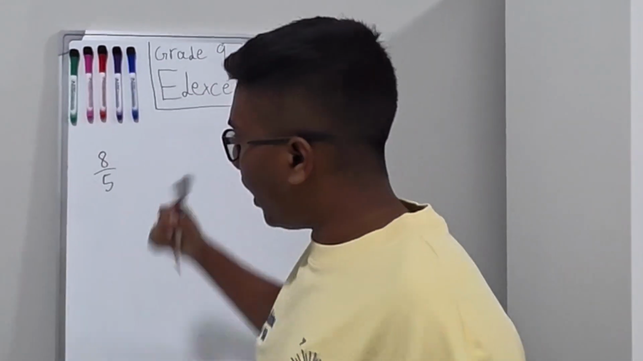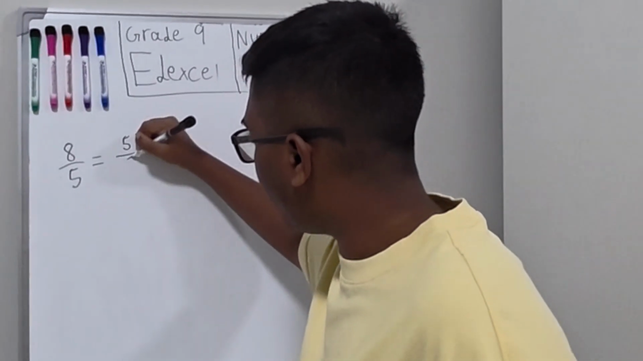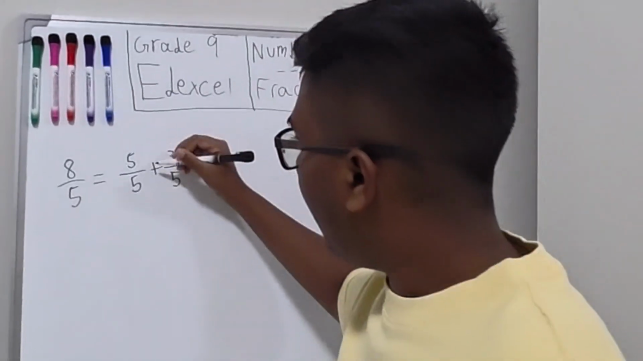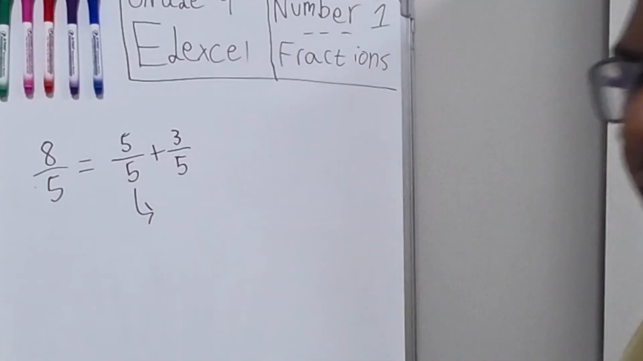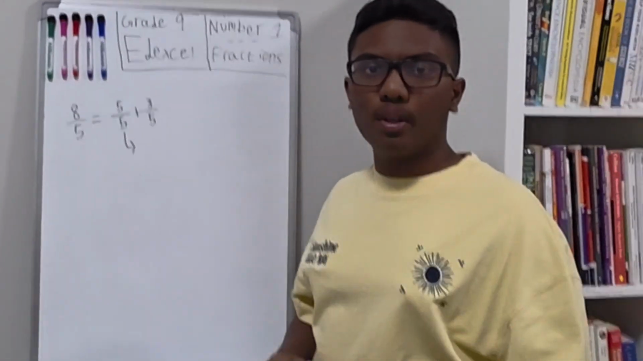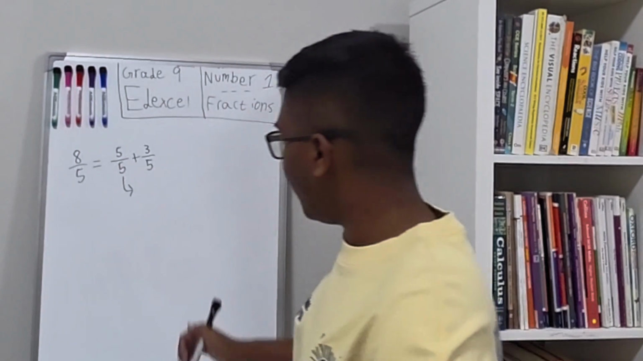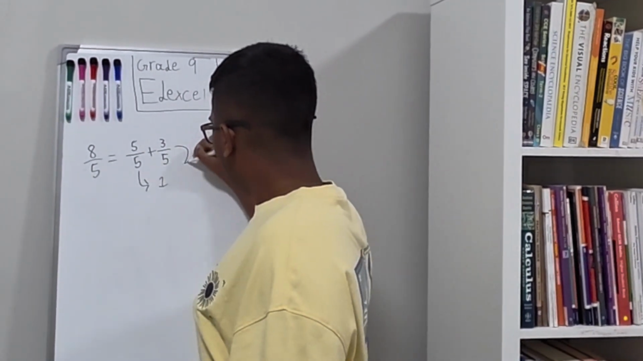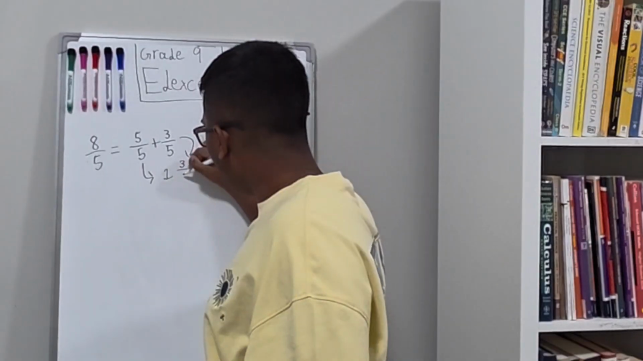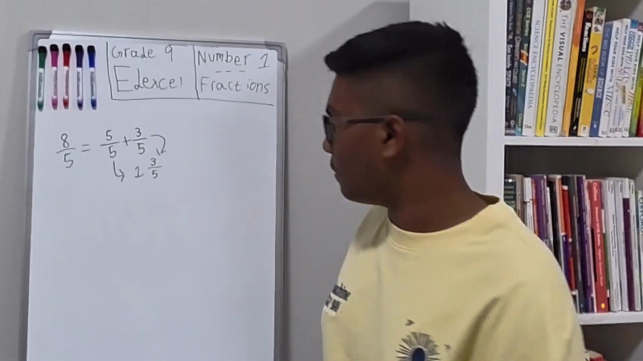So 8 divided by 5 is equal to 5 divided by 5 plus 3 divided by 5. As we know, if a fraction has both the numerator and denominator equal to a common value, then in that case, the fraction is equal to 1. And we'll just add the rest of the fraction. So 1 and 3 out of 5, and we get our previous answer.